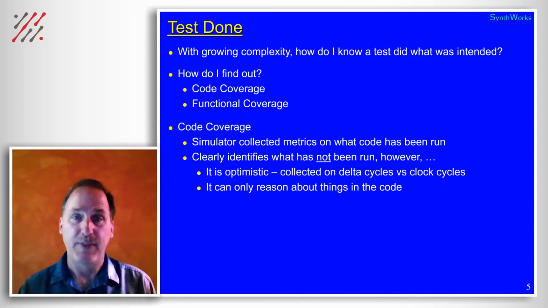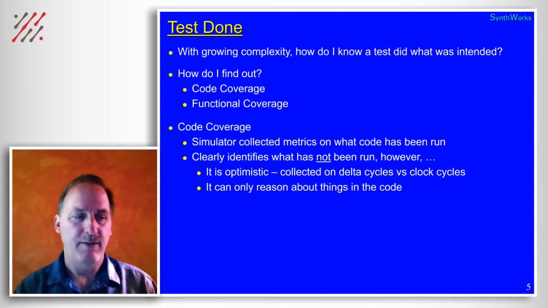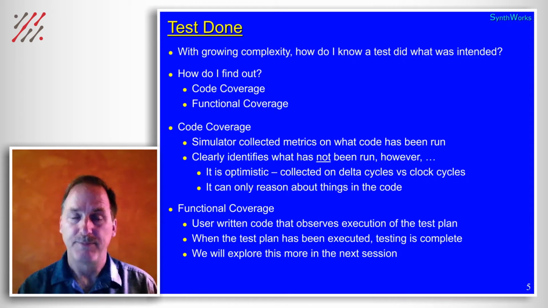So if you're wondering, did I do everything in my test plan? Well, it can't answer that, because if you were required to have 3 counter timers in your design and you only have 2, code coverage isn't going to tell you that. Functional coverage, on the other hand, is user-written code that observes the test plan executing. So when a test plan has been completely executed, then we're done. And we'll explore functional coverage a little bit more in the next session.